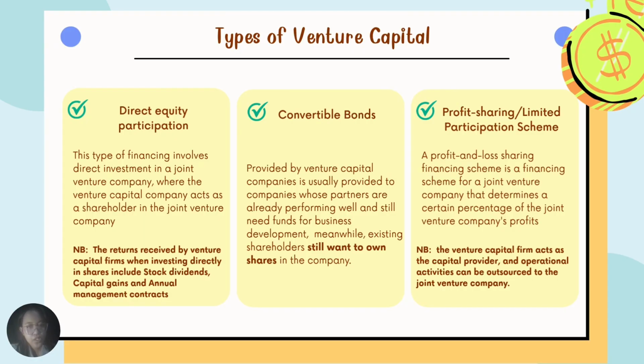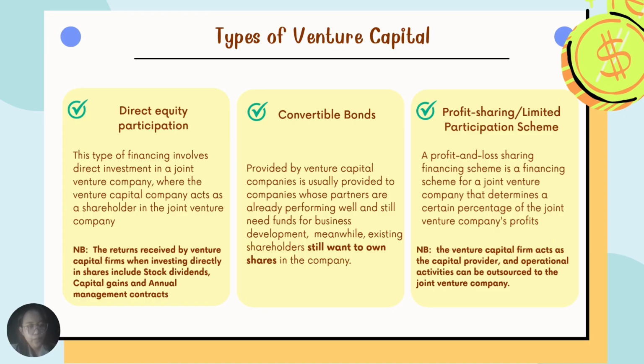The third is profit sharing or limited participation scheme. This is a profit and loss sharing financing scheme for a joint venture company that determines a certain percentage of the joint venture company's profits. You need to take note that the venture capital firm acts as the capital provider, and operational activity can be outsourced to the joint venture company.